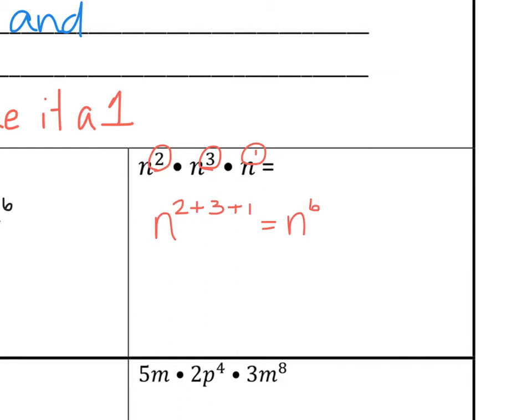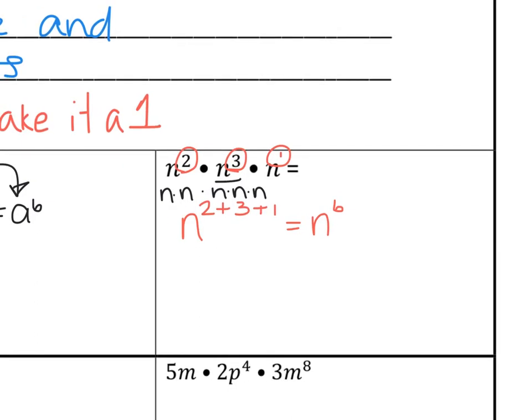power. And if you're not sure, if you don't like this method, what you can do is just write them all out. So this would be n times n, this would be n times n times n, and that last n would just give us n. And do we end up with 6 n's? We do. We end up with n to the 6th power.